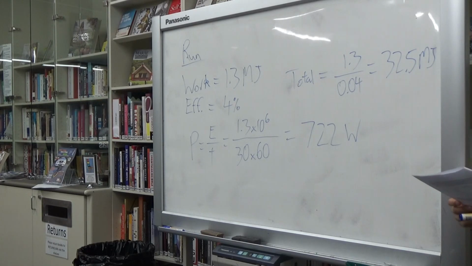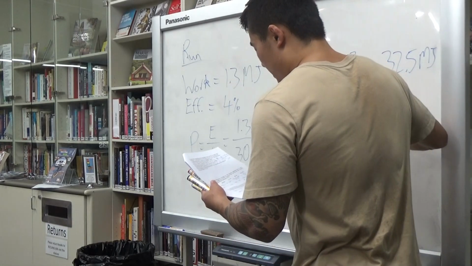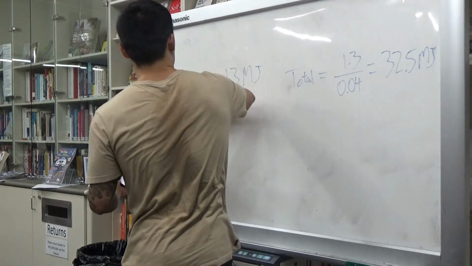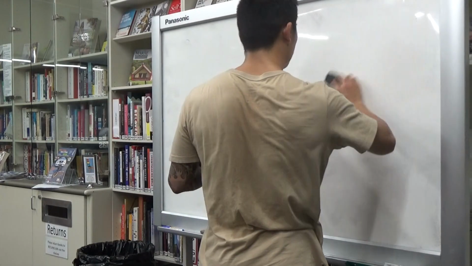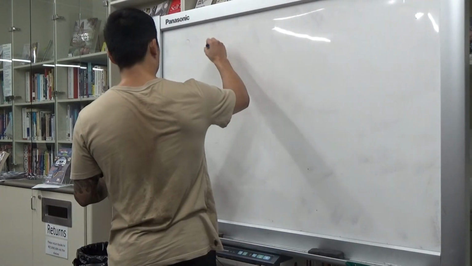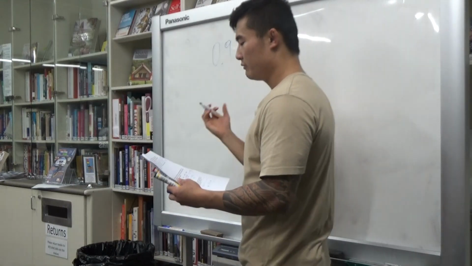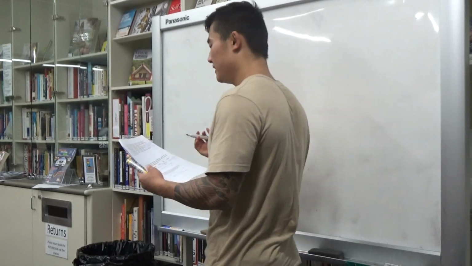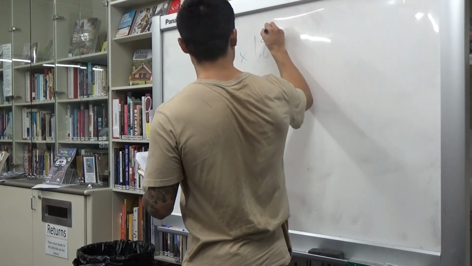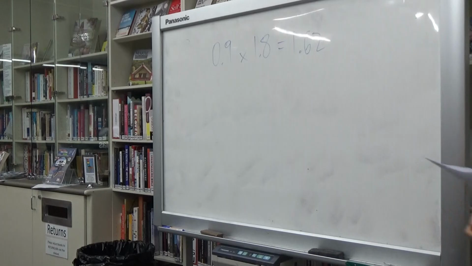All right, and then option C, the person ingested 1.62 megajoules of energy for breakfast. So that's just, they ate 0.9 kilograms of food, and for each kilogram there's 1.8 megajoules of energy. So that's just 0.9 times 1.8, which equals 1.62. So option C is true as well.